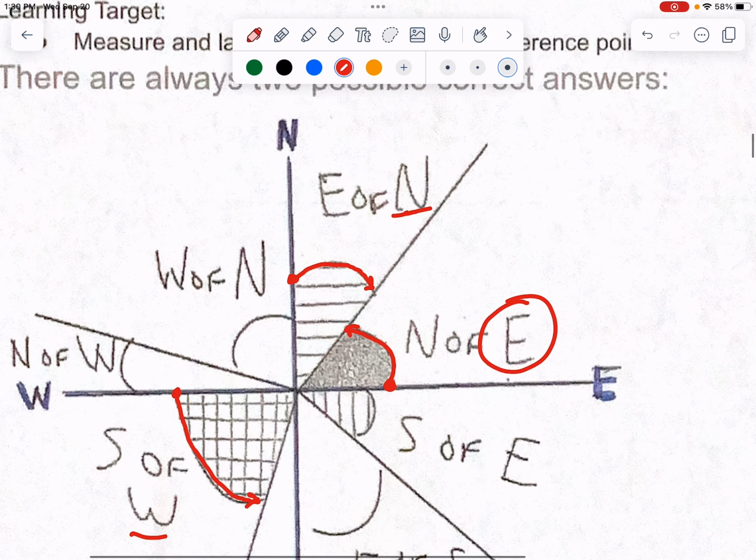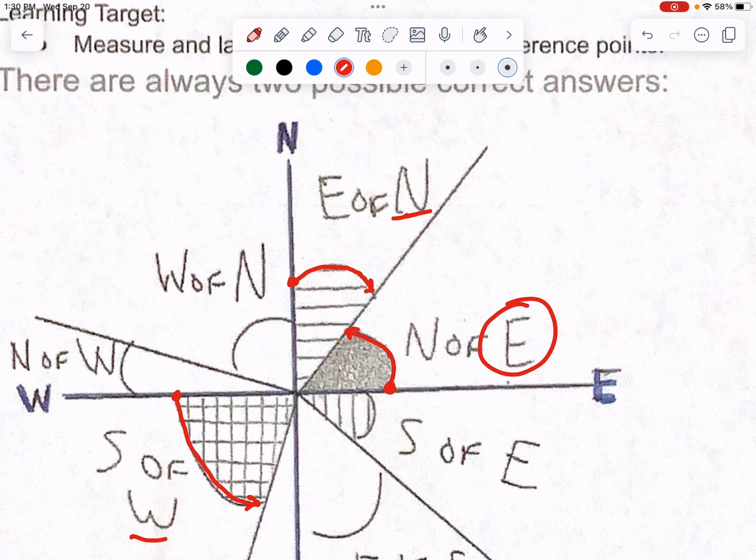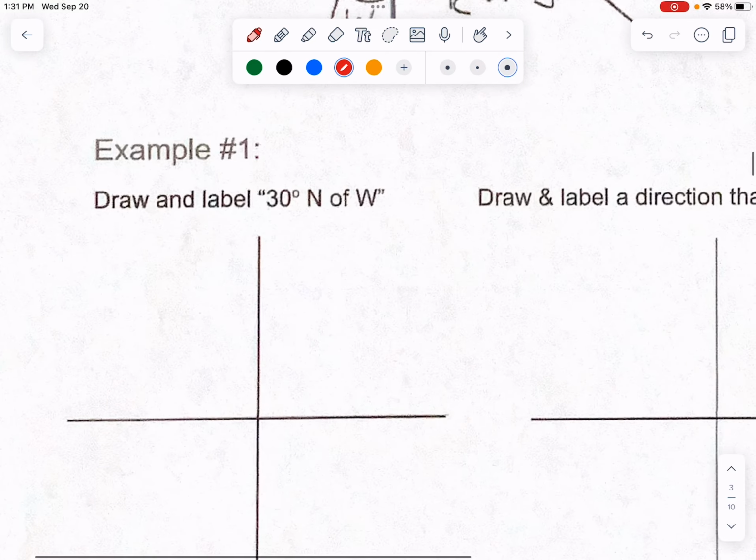Regardless, whenever you have these two angles, these two angles make up a 90-degree angle. So if I give you one of them, we know that both of these should add up to 90 degrees. So if I give you one and ask you to solve for the other, all you got to do is subtract from 90 degrees, and that will give you the other angle. So we're going to do some practice.